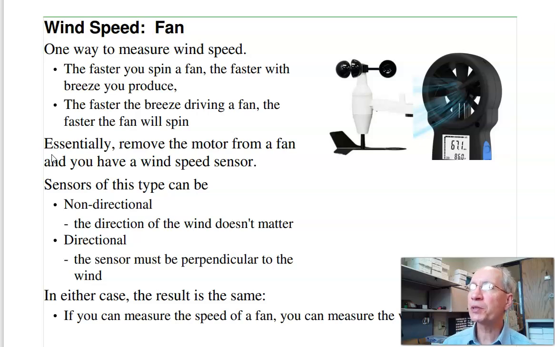And there's a couple different types of wind speed sensors. This is an omnidirectional wind speed sensor. Doesn't matter which way the wind's blowing. The harder the wind blows, the faster it spins around. A directional one would be like a fan. Point that into the wind, and it causes the fan to spin. If I can measure the RPM, or revolutions per second, I have a measurement of wind speed. Either way, it's about the same result. If I can measure the speed of a fan, I can measure the wind speed.